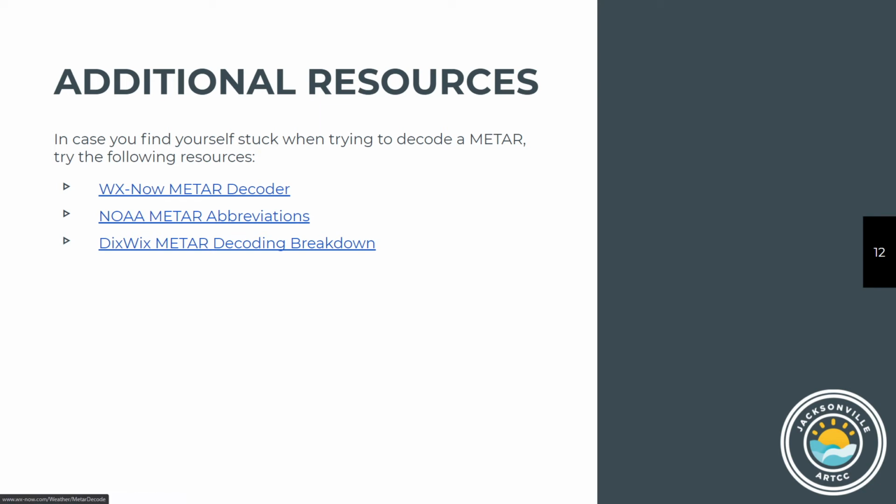There are links for how to decode this. You can Google these. Frankly, it's so easy to read that I think you can pick it up. I've never used a decoder. It's fun to read the NOAA METAR abbreviations because there are all sorts of abbreviations you wouldn't have thought about, like lightning and precipitation, stuff like that. So it's worth looking at the METAR abbreviations.